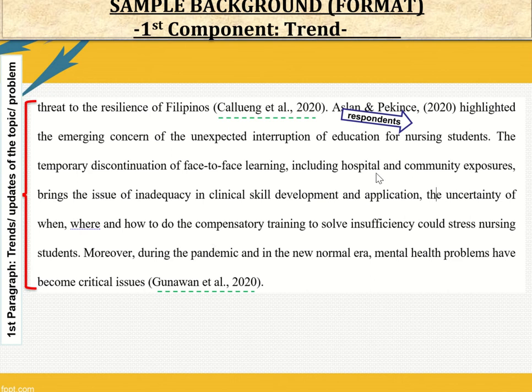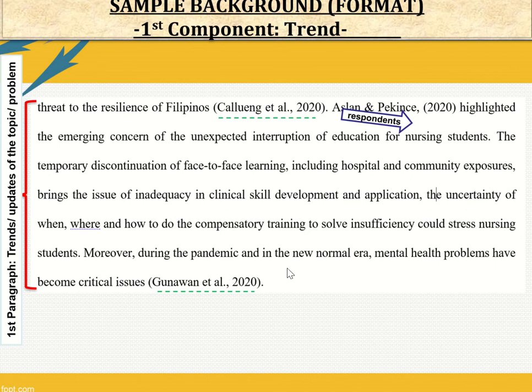So, you may see here the target population in the given study, the nursing students. And you may also reflect on some problems or issues in this paragraph. For example, here, he put: the temporary discontinuation of face-to-face learning, including hospital and community exposures, brings the issue of inadequacy in clinical skill development and application. The uncertainty of when, where, and how to do the compensatory training to solve insufficiency could stress nursing students.